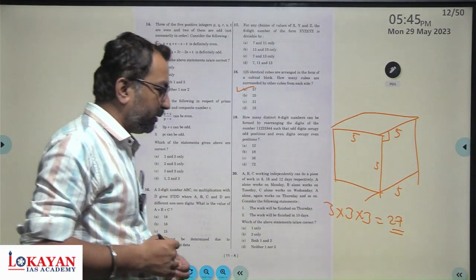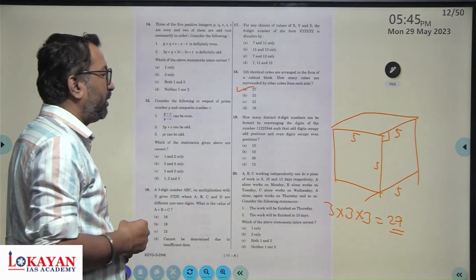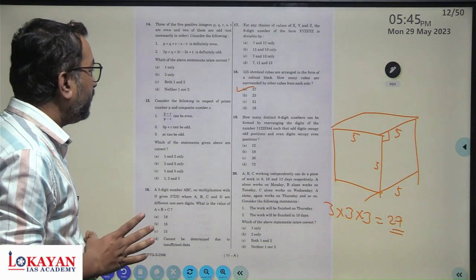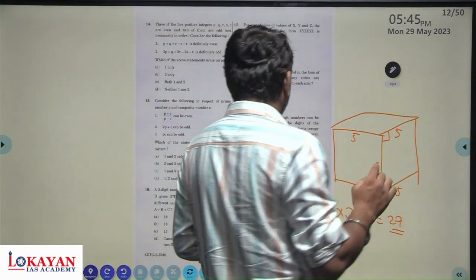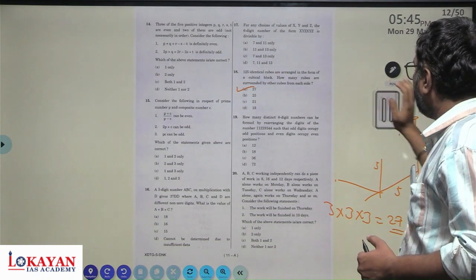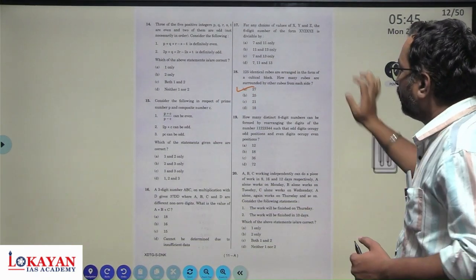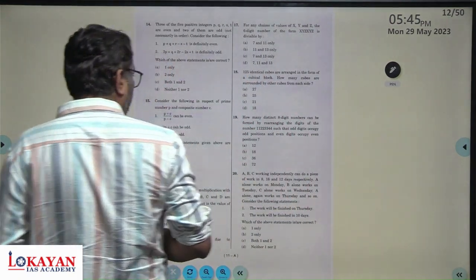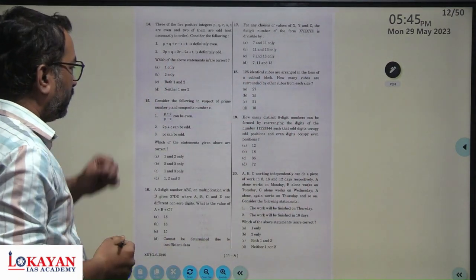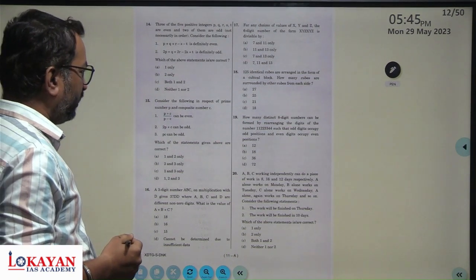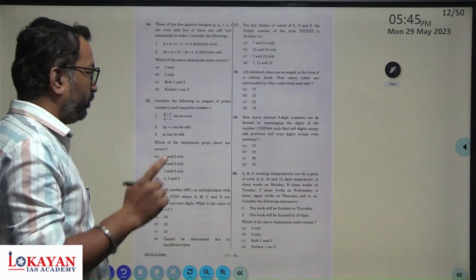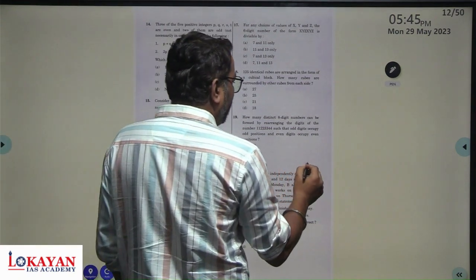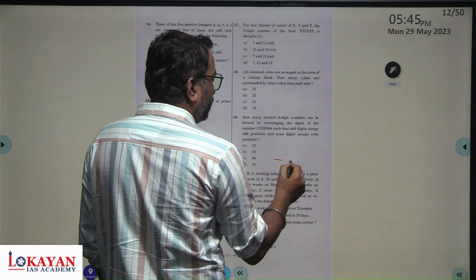Yes, question number 19. Many questions were asked on permutation combination. How many distinct 8-digit numbers can be formed by rearranging the digits of the number 1 1 2 2 3 3 4 4 such that odd digits occupy odd positions and even digits occupy even positions. So this is an 8-digit number.